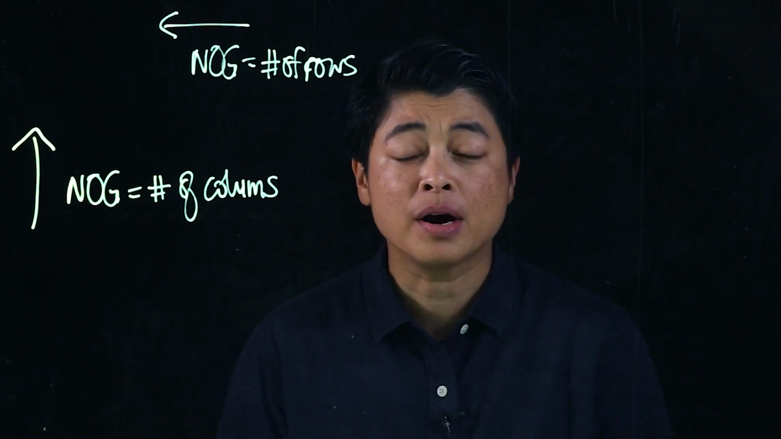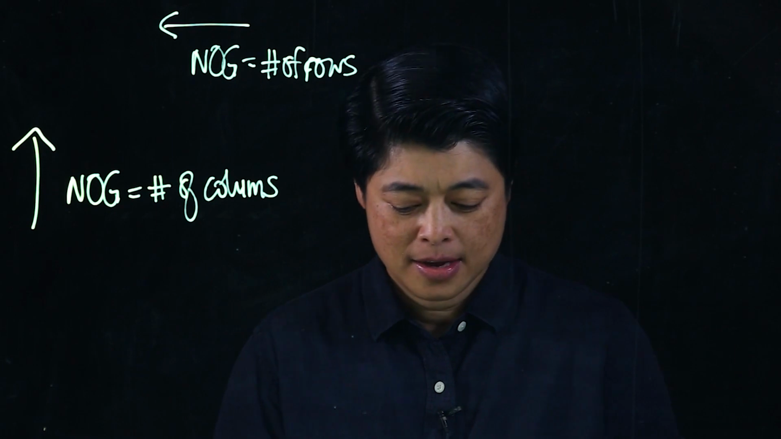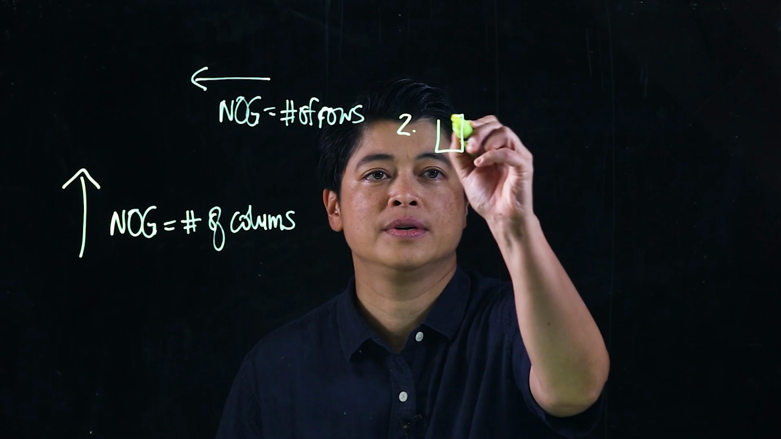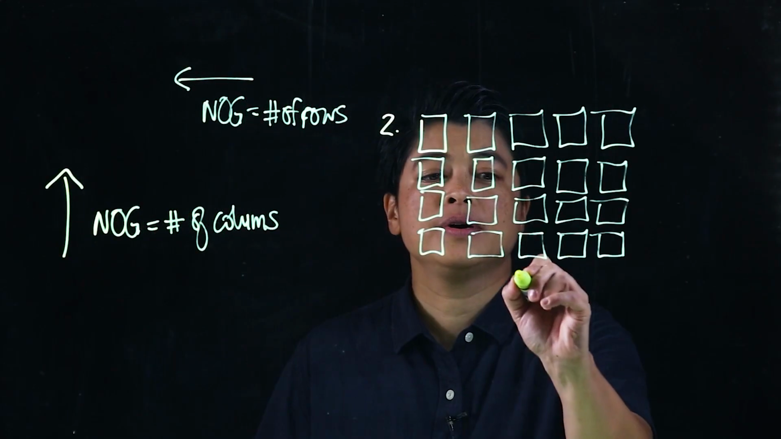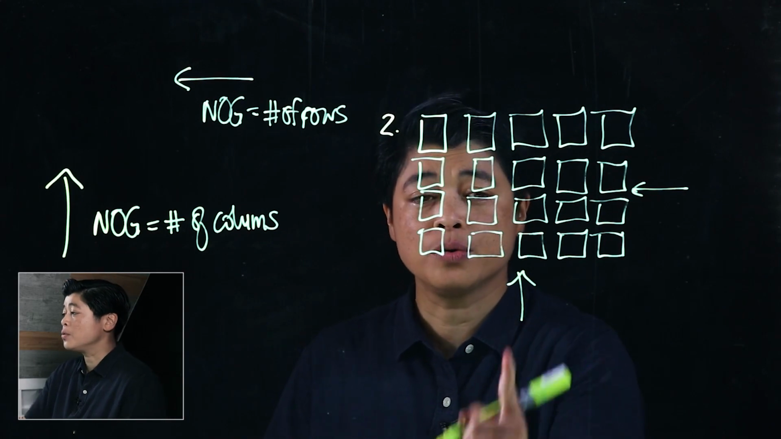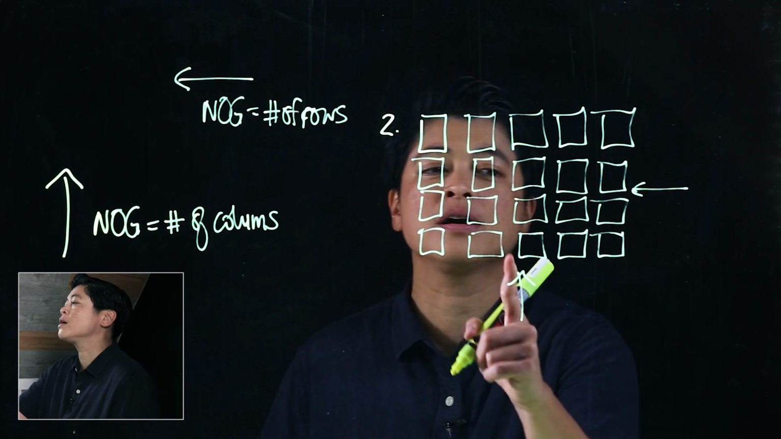Okay, so our problem comes from page 103. Problem number 2 has a drawing that has 5 columns with 4 cars each. So there are 2 arrows. The first arrow comes from the bottom. This tells you that you need to count the number of columns.